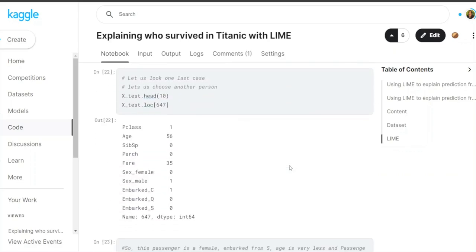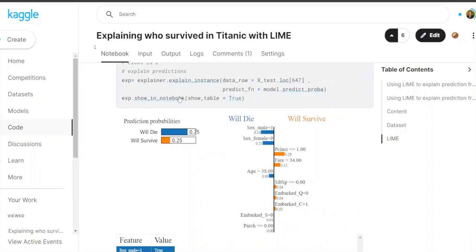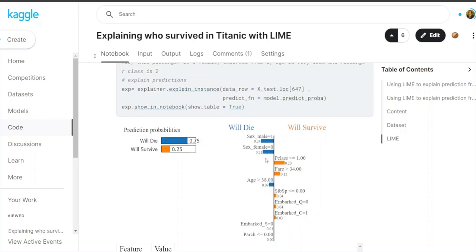Pretty interesting. Now, let us look at this passenger in the 647th row. This passenger boarded from passenger class 1, age is 65, so it looks like a pretty old passenger. Fare is 35, a male passenger who embarked from C. Okay, so we apply this same explainer for this passenger and we see that there is a 25% chance that this passenger will survive. Interesting. What are the factors that go into his survival, and what are the factors that say he will not survive? The fact that he is a male is one of the strong indicators that he won't survive. Age is greater than 38. This means that he won't survive.